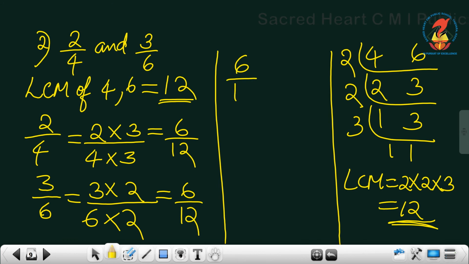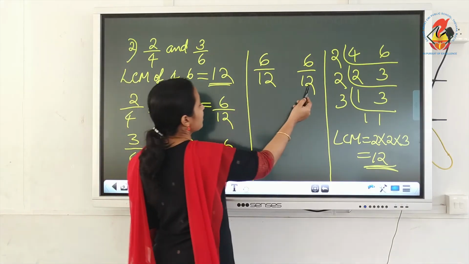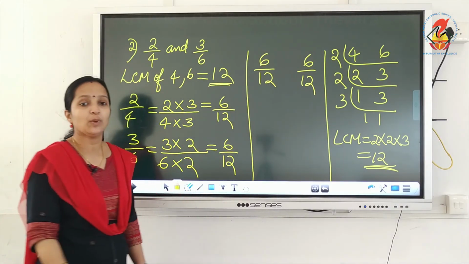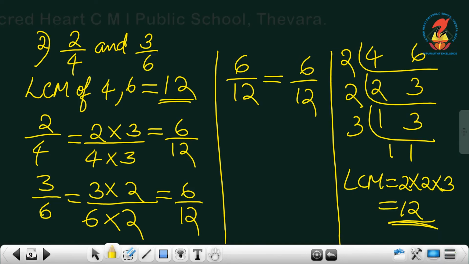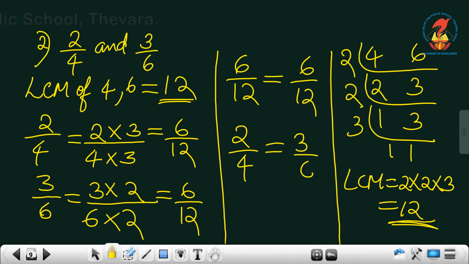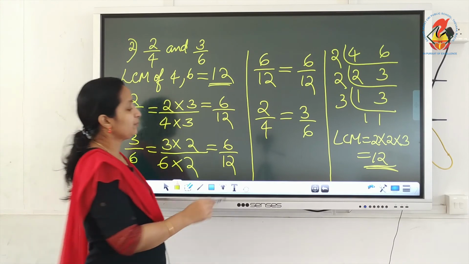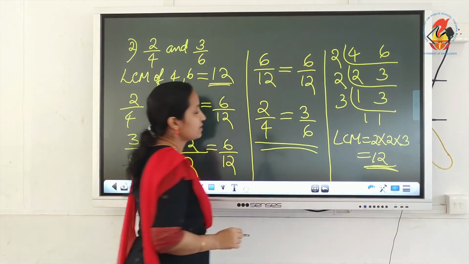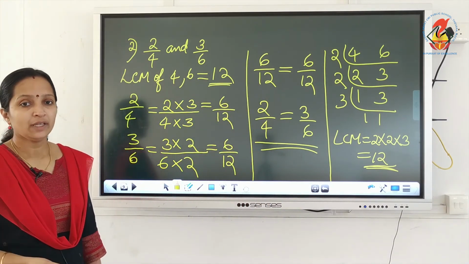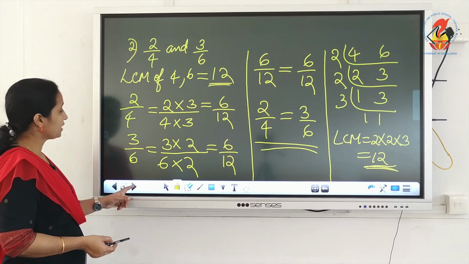Now look here, 6 by 12 and 6 by 12. The two equivalent fractions are 6 by 12 and 6 by 12. Numerators are same, denominators are same. So what can you say here? These two fractions are equal. So 6 by 12 is equivalent to 2 by 4, which is equal to 3 by 6. I hope it's clear. If both the numerators and denominators are same, they are equal. Okay. Now move to the next question.